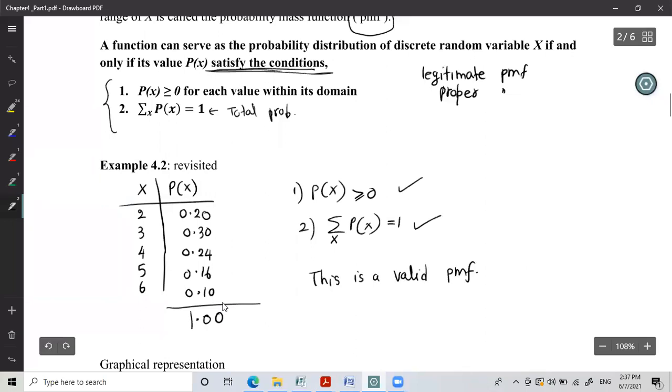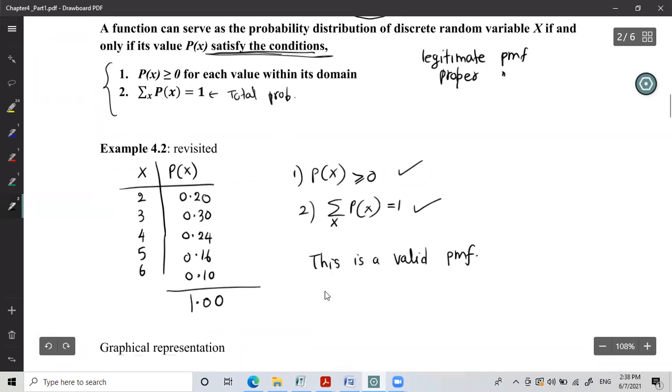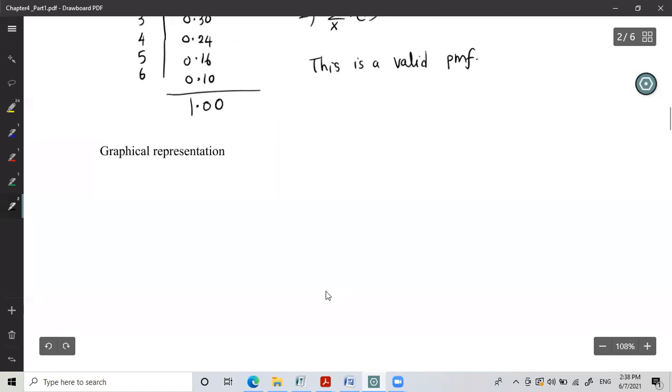Okay. So by looking at a PMF, you should be able to check and double check and verify. So this is actually a probability distribution. Because anyone can prepare tables with possible x's and probabilities, but only if these two conditions are satisfied, we say it is the PMF or the correct PMF of that random variable X. Okay. Now let's see how we can represent this in a graph, right?